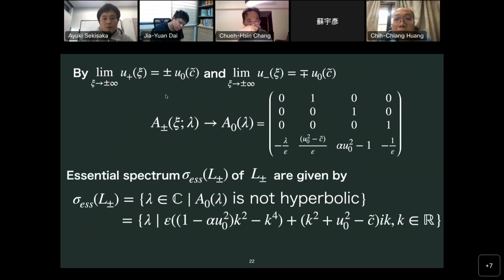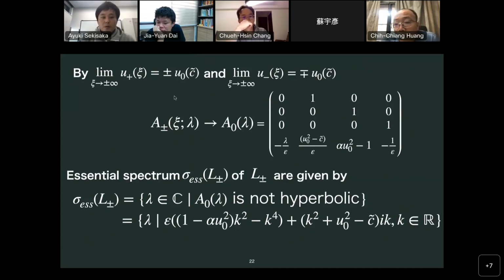And the traveling front converges to the constant solution U0. It depends on the parameter C tilde, the specific speed of the wave front. And U minus converges to minus U0 plus U0. This relation is induced by the symmetry of the U component.